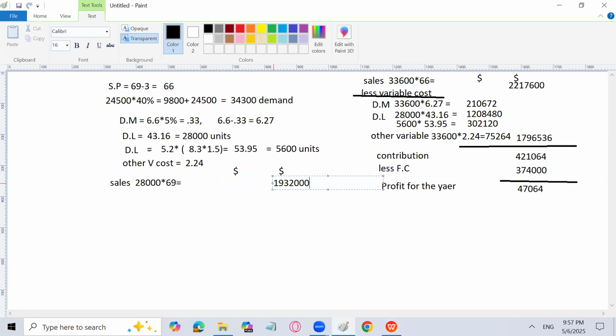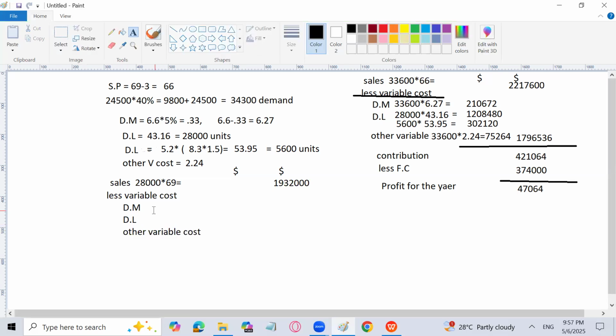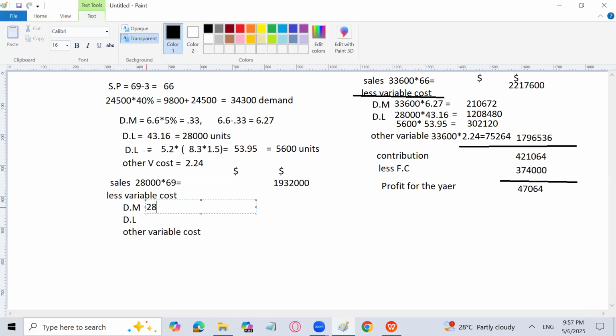1932,000. Less variable cost. Variable cost we include direct material, then direct labor, then other variable cost. So let's calculate them. So direct material, the examiner has clearly said that direct material cost will now be $3, not 6.6, not 6.27. It will decrease to $3. So what is the amount of direct material?